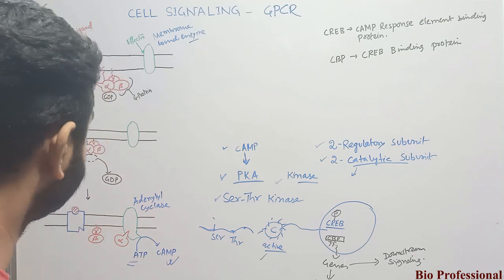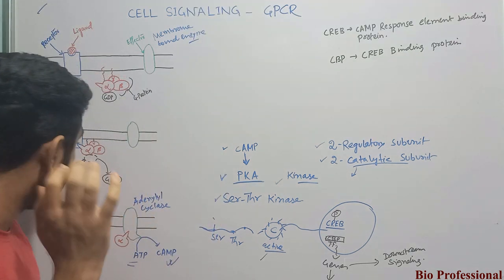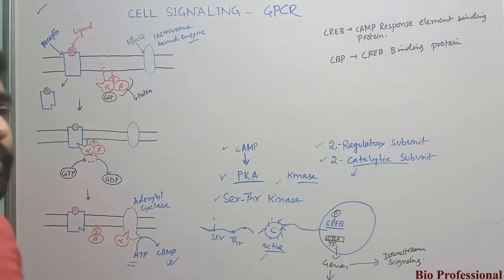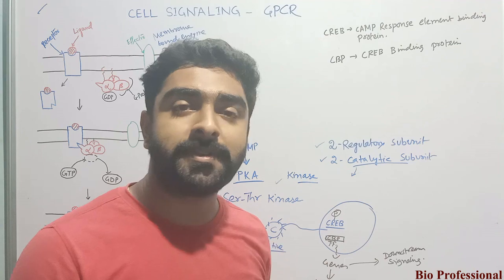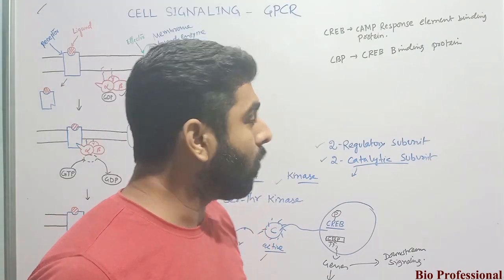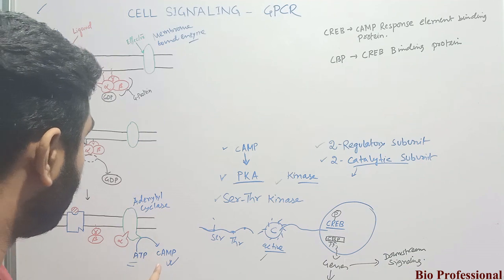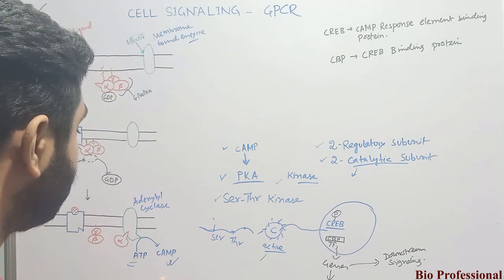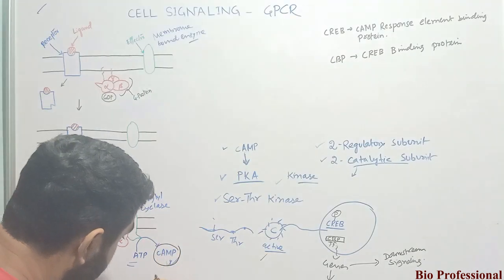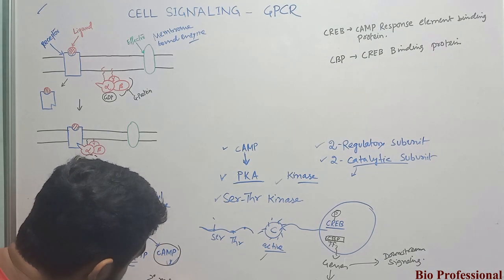Now, what you need to understand from here is that there is the ligand, which we call the primary messenger because it is carrying the message. Now, what is the requirement of this formation of cyclic AMP? See, cyclic AMP here is known as the secondary messenger.